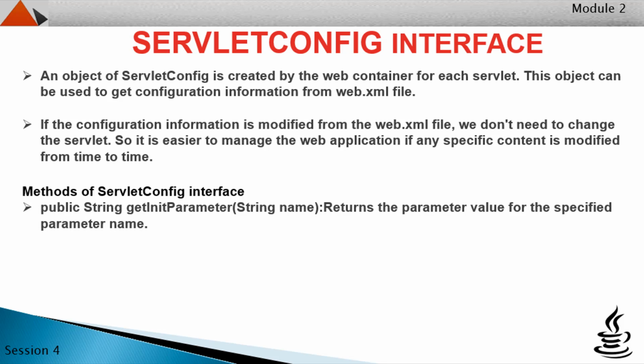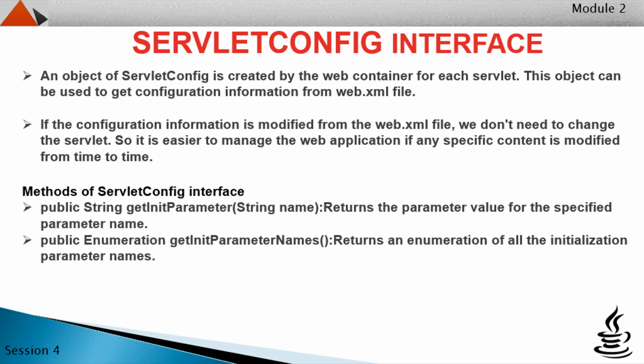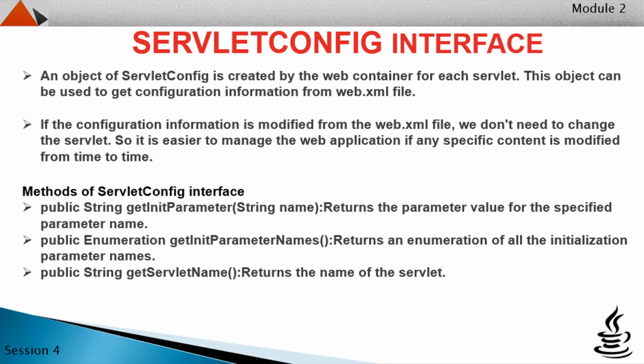Public String getInitParameter(String name) method returns the parameter value for the specified parameter name. Public Enumeration getInitParameterNames() method returns an enumeration of all the initialization parameter names. Public String getServletName() method returns the name of the Servlet.